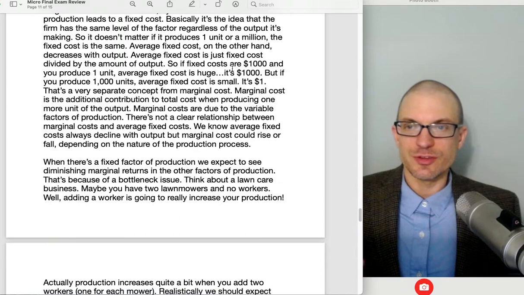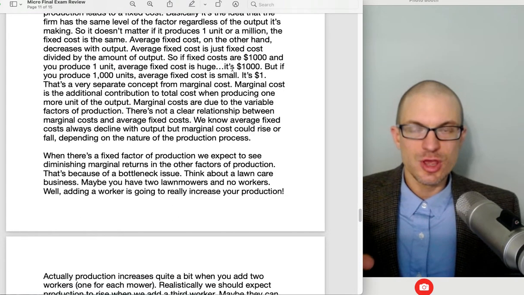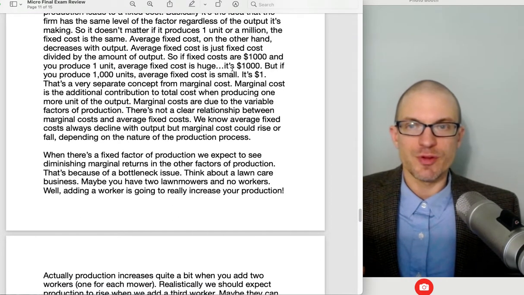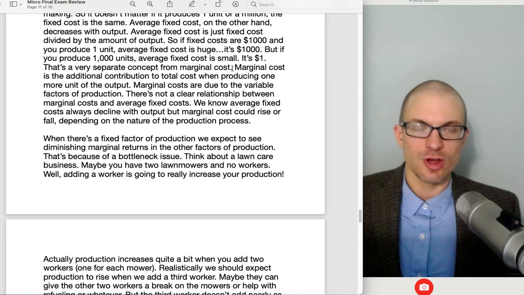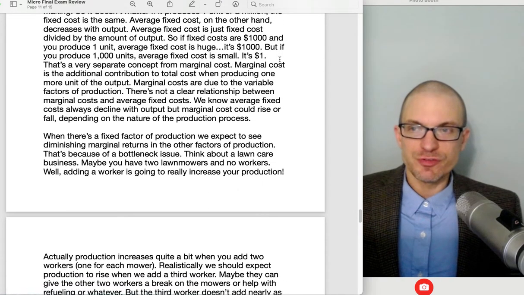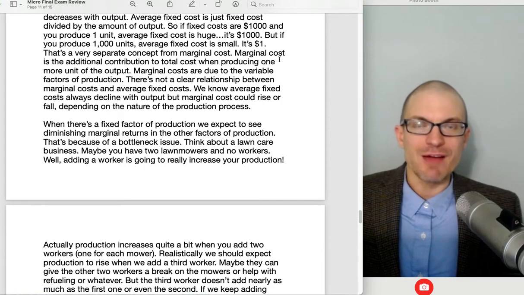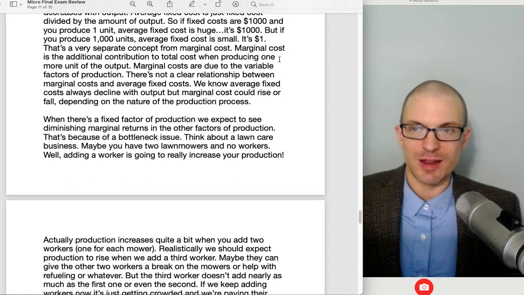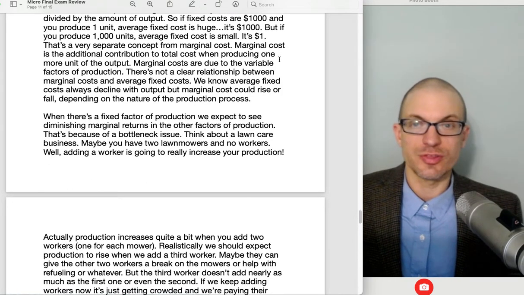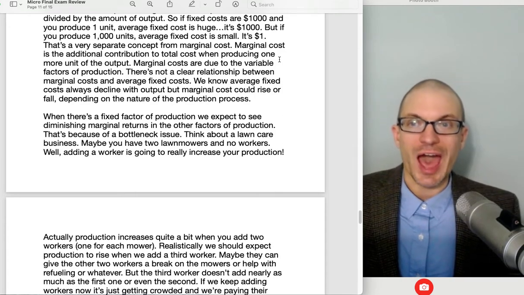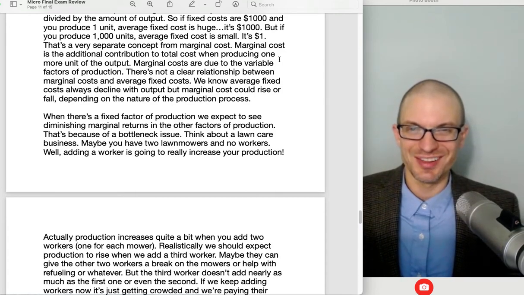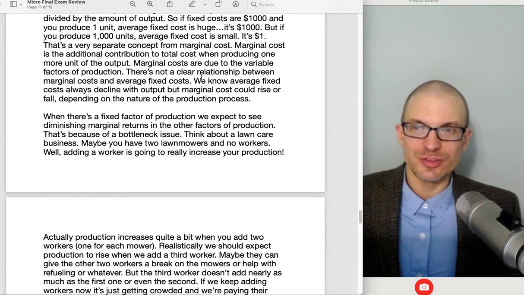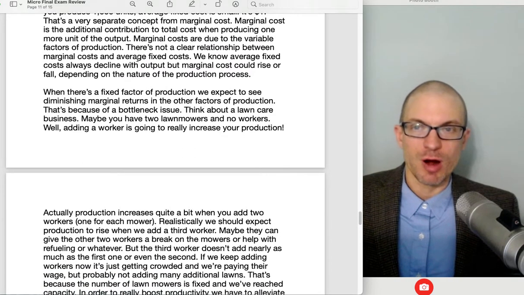That's the idea that the firm has some level of the factor, regardless of the output. So it doesn't matter if it produces 1 unit or 1 million. The fixed cost is the same. Average fixed cost decreases with output. Average fixed cost is just fixed cost divided by the amount of output. So if fixed costs are $1,000, you produce 1 unit, average fixed cost is huge. It's $1,000. But if you produce 1,000 units, average fixed cost is small. It's only $1.